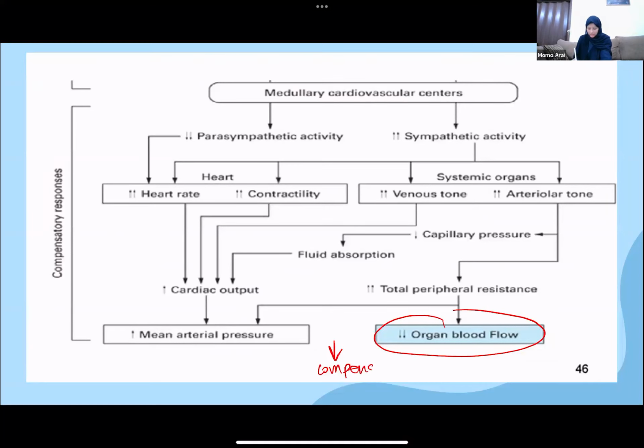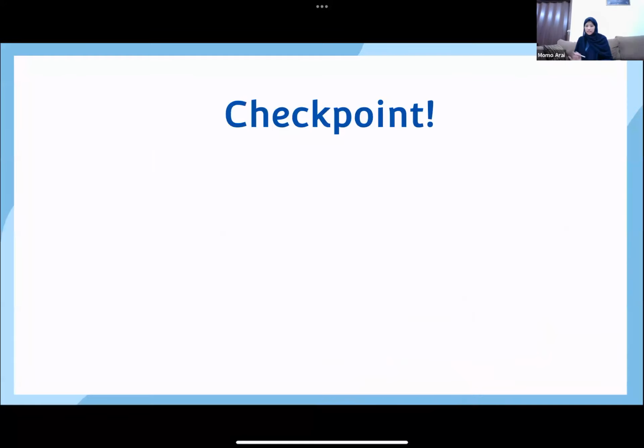So I would add here, for example, compensate. If it gets worse, decompensated. And then if that gets worse, you go into irreversible shock, which means death. That's it. So shock is very fatal. It's very dangerous. Okay, I think that's all for the explanation part.